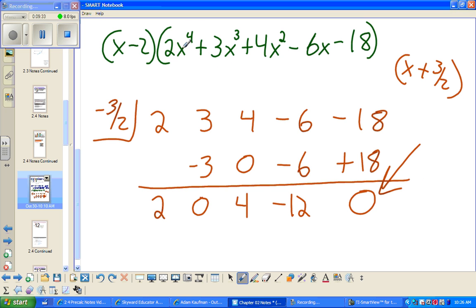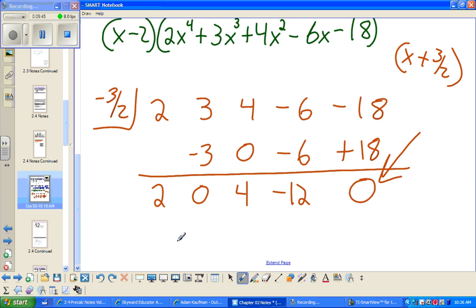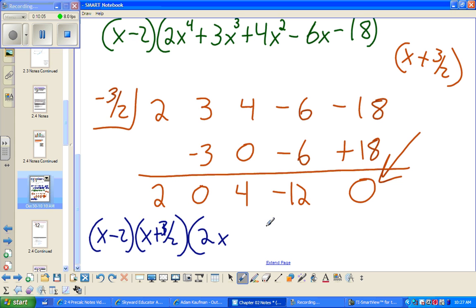Now, up here, the degree was 4, so when I factor out another first degree binomial, these numbers down here are going to correspond to a third degree polynomial. So I'll rewrite that at this time. Remember, I've already factored out an x minus 2. I've now factored out an x plus 3 halves. And what I have remaining is a 2x cubed.